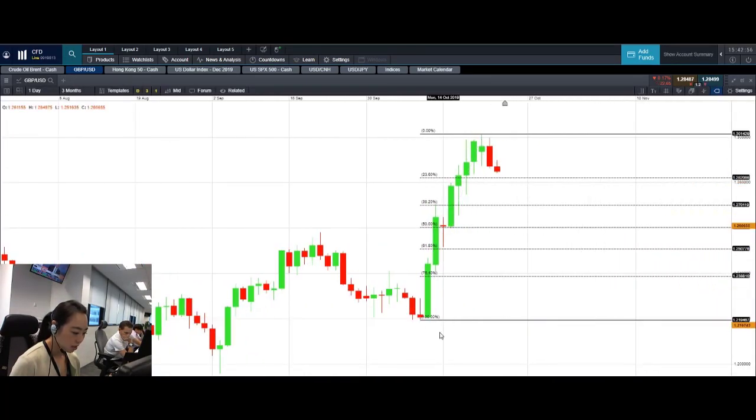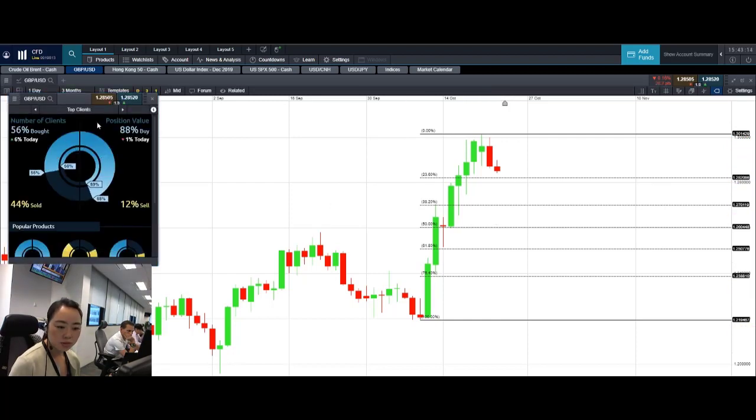Well, sterling seems to be running out of steam as it retraced for a second day after Boris Johnson's Brexit deal was accepted by the parliament, but they also voted for a delay, so we are seeing sterling pulling back. Then let's take a look at client sentiment.